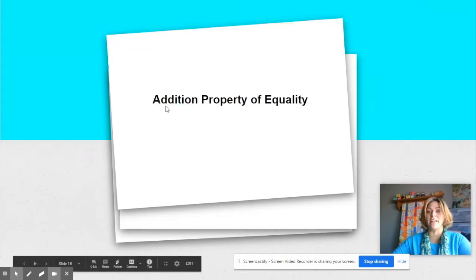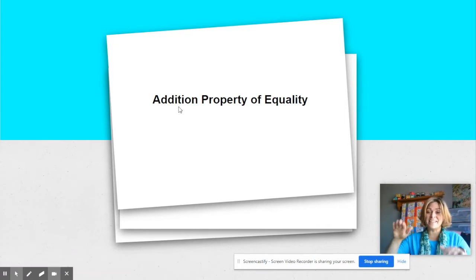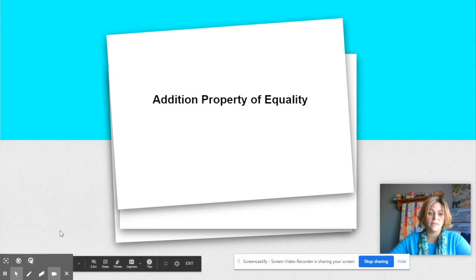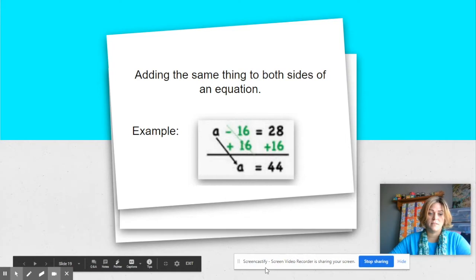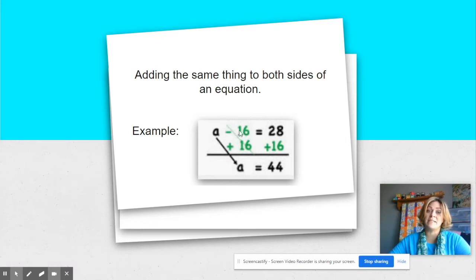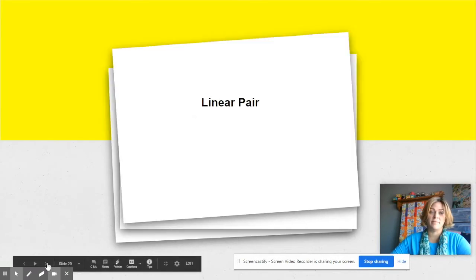Addition property of equality. Again, adding things to both sides to keep that a balanced equation. If I'm going to add 7 over here to the equation, I have to add 7 to this side of the equation on the other side of the equal sign. So look here, I have a minus 16. You have to undo or do the inverse operation of minus 16. So that means you add 16 to both sides. So that's addition property of equality.